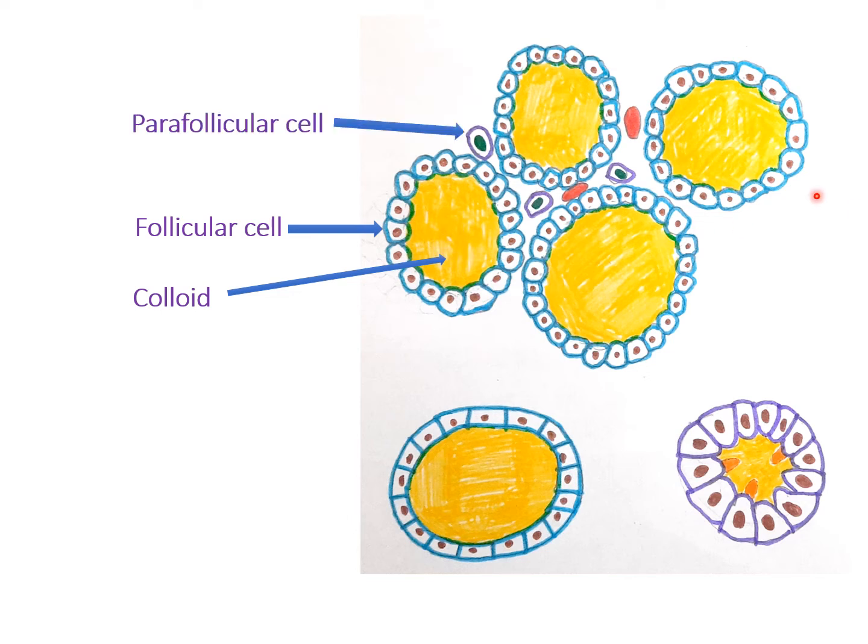Now you can see this is the parafollicular cell. So these are the parafollicular cells. Another name is the parafollicular C cell, or sometimes it is named C cell, which releases calcitonin, sometimes known as thyrocalcitonin.